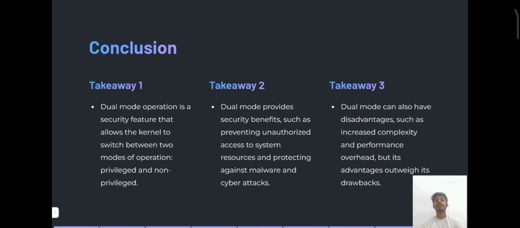Conclusion. So there are three takeaways in this particular presentation. First, dual mode operation is a security feature that allows the kernel to switch between two modes of operation, privileged and non-privileged. Second, dual mode provides security benefits such as preventing unauthorized access to system resources and protecting against malware and cyber attacks. Takeaway 3. Dual mode can also have disadvantages such as increased complexity and performance overhead, but its advantages outweigh its drawbacks.